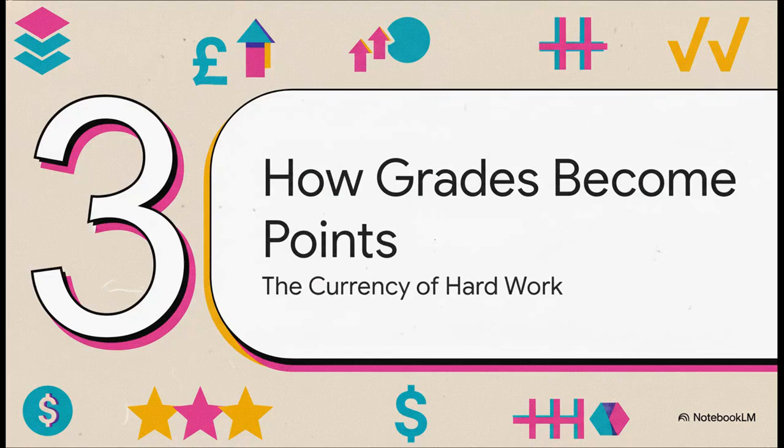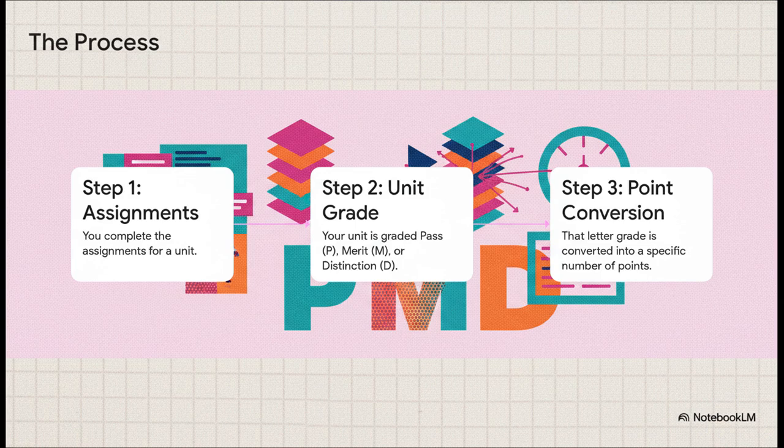All right, so you're passing your units. That's great. But how does that actually fill up our container? This is where your hard work gets turned into the official BTEC currency, points. It's actually a pretty simple three-step deal. First, you do the work and complete your assignments. Second, you get graded: pass, merit, or distinction. And third, that letter grade gets converted into a specific number of points.